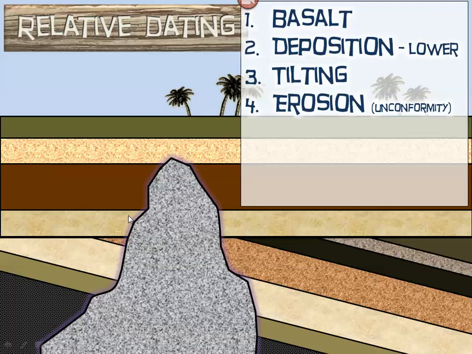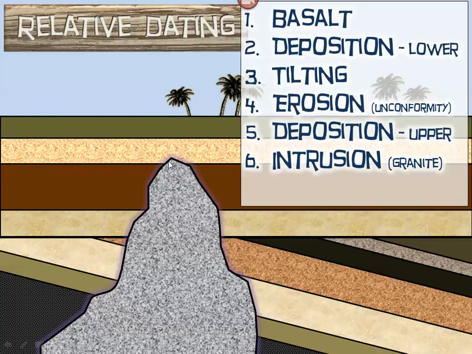So the deposition of these upper layers here must have come next. And then, finally, the intrusion of granite would have intruded into those upper layers. And then eventually we get to the present day surface up here, which are the trees. All right, here's another example.